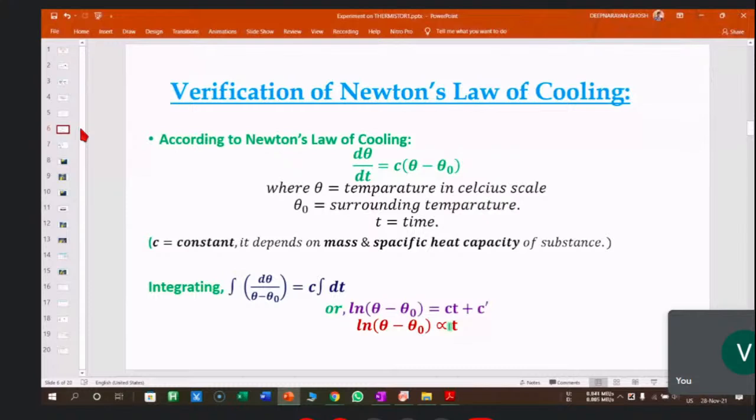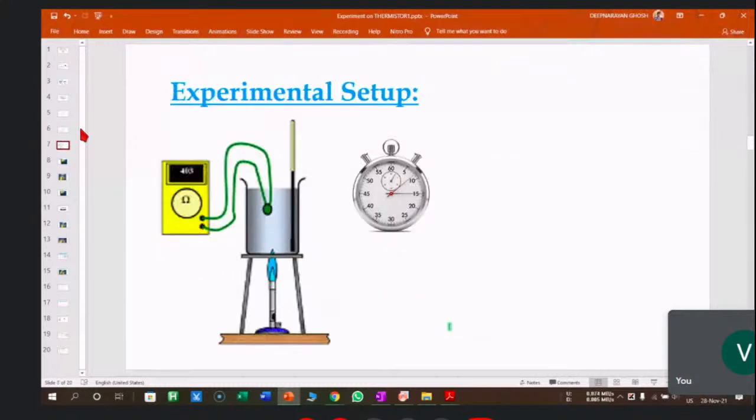I will show you our experimental setup, which is very easy. We have to use one DMM, a digital multimeter. We know that with a single digital multimeter we can perform several experiments, so this is the most useful element for our experiment. And one thermistor.